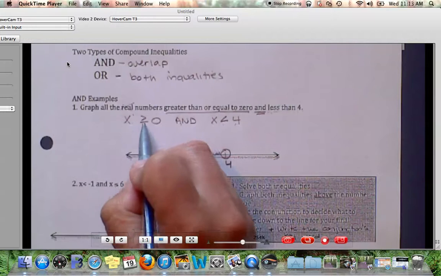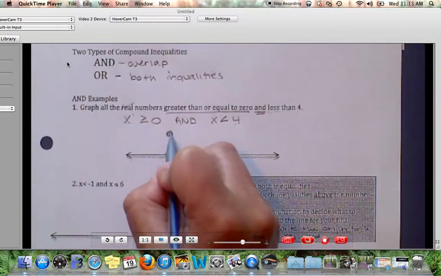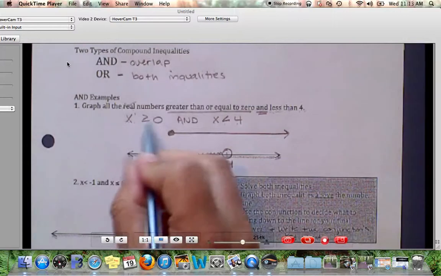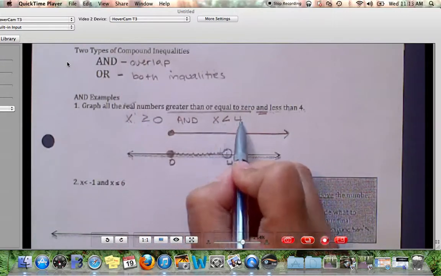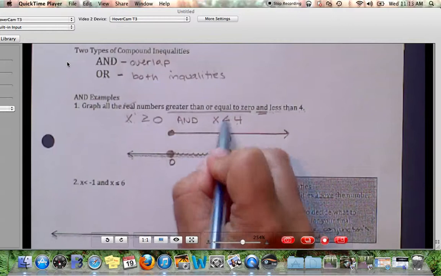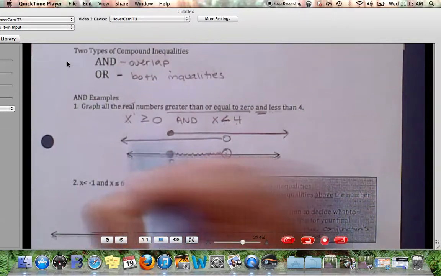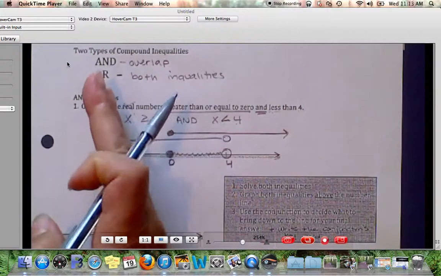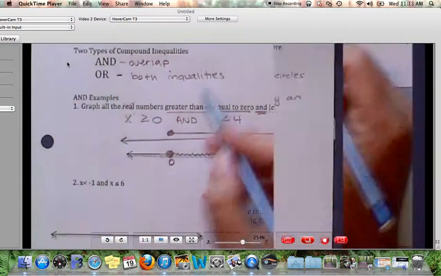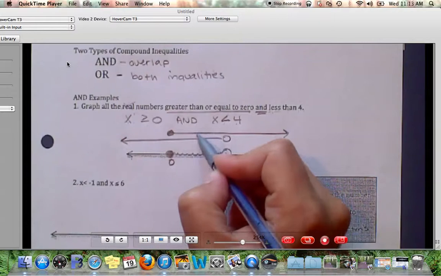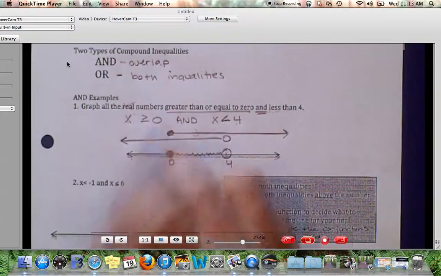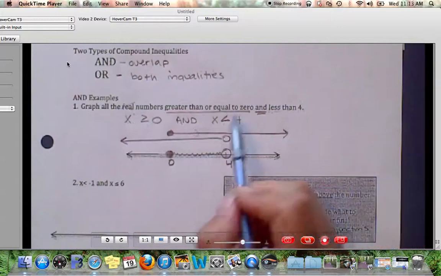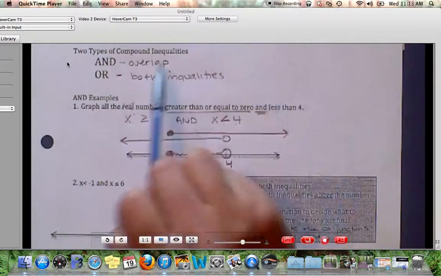So if x is greater than or equal to 0, that'd be a closed circle, and everything to the right. Now this one, x is less than 4. That would be an open circle, and everything to the left. Now it is best that your arrows go all the way to the end of the number line, so you don't cause any confusion later on. So don't give me just a squatty arrow like this that stops here. It needs to go all the way to the end of the number line so you can really see what's going on. And if we go back to the and idea, we're finding where they overlap.